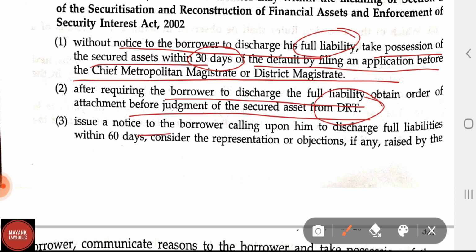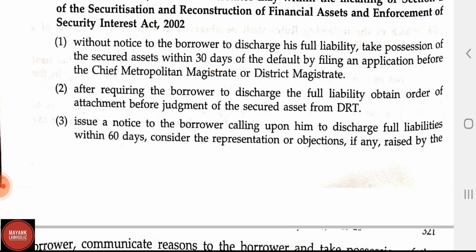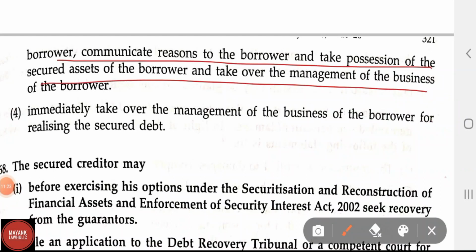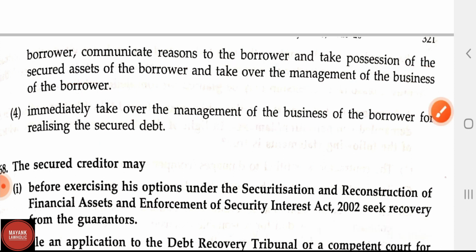Option 3. Issue a notice to the borrower calling upon him to discharge full liabilities within 60 days, consider the representation or objections, if any, raised by the borrower, communicate reasons to the borrower, take possession of the secured assets of the borrower, and take over the management of the business of the borrower. And option 4, immediately take over the management of the business of the borrower to realize the secured debt.